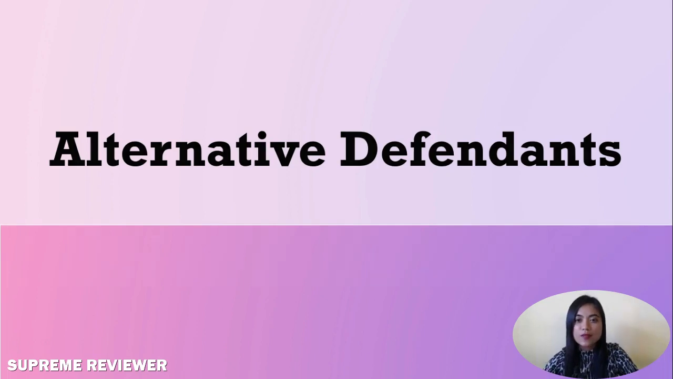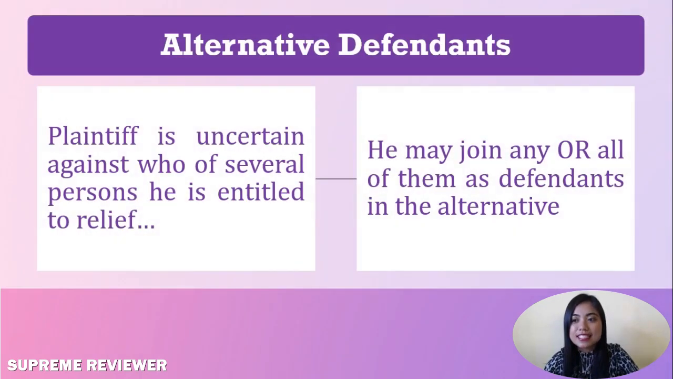Alternative defendants: where the plaintiff is uncertain against which of several persons he is entitled to relief, he may join any or all of them as defendants in the alternative, although a right to relief against one may be inconsistent with a right to relief against the other. An example of this would be a victim or an injured person in an accident between two common carriers.